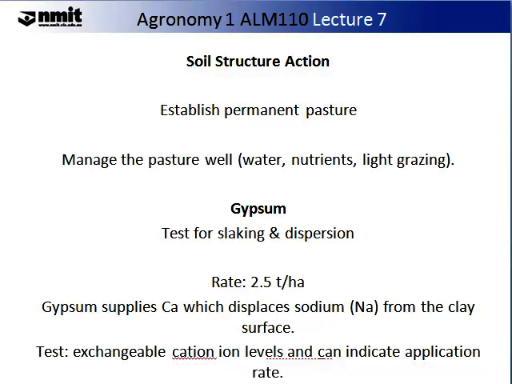The application of the compound gypsum can be used to improve your structure. If you apply gypsum, it is best to tackle slaking and dispersion of your soils. The rate of gypsum that tends to be recommended is 2.5 tonnes per hectare. Gypsum works by supplying calcium, which displaces the sodium from the clay surface. It is advisable to test for your exchangeable cation levels, and this can indicate your application rate.